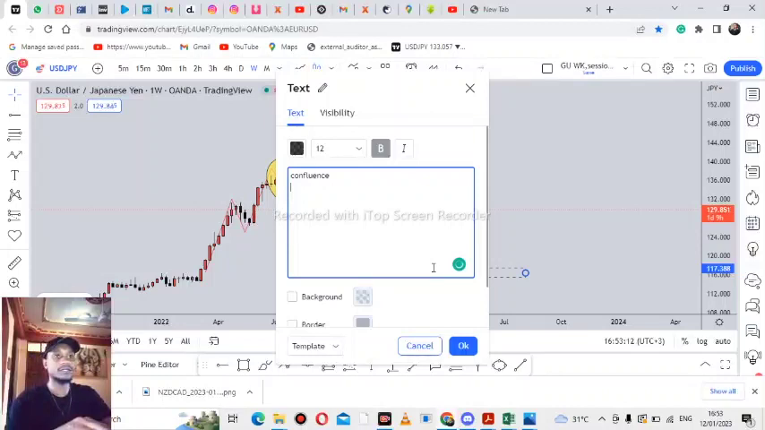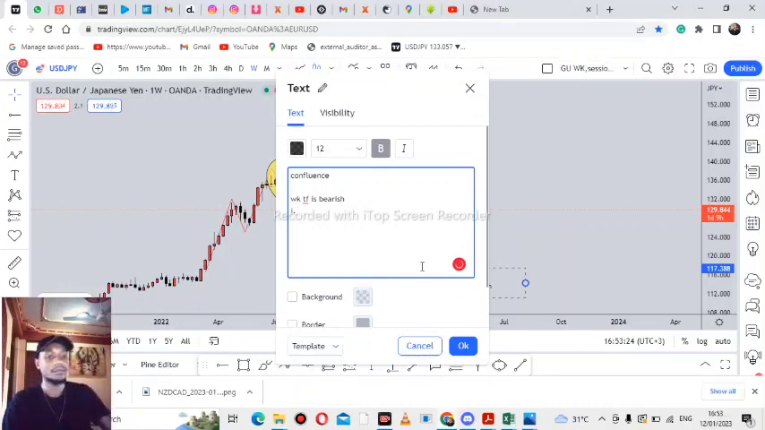So our confluence, we see that the weekly time frame is bearish. There are two reasons telling us this market is bearish. Number one, we have a bearish break of structure or change of character.